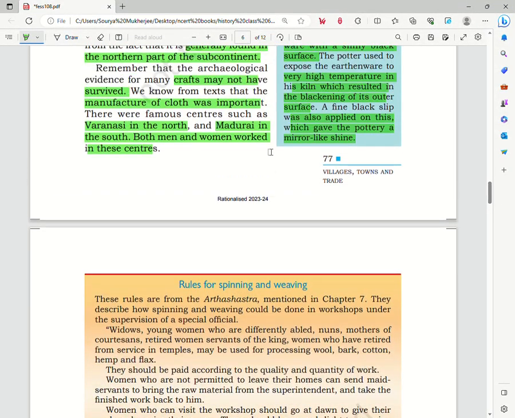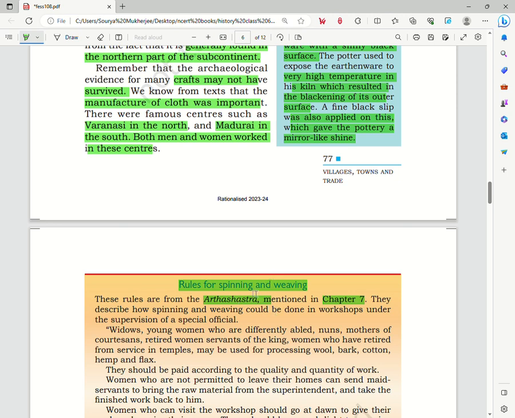Then we come across the rules for spinning and weaving. These rules are from the Arthashastra, mentioned in chapter 7. As we read before, the Arthashastra was a book by Kautilya or Chanakya. Kautilya was the prime minister of Chandragupta Maurya. So he wrote this book Arthashastra. It deals mainly with how to rule and different aspects of kingship and governance.